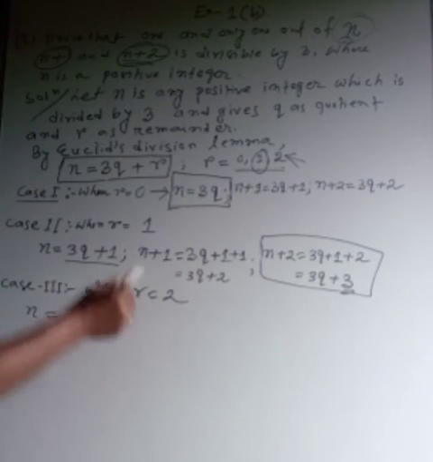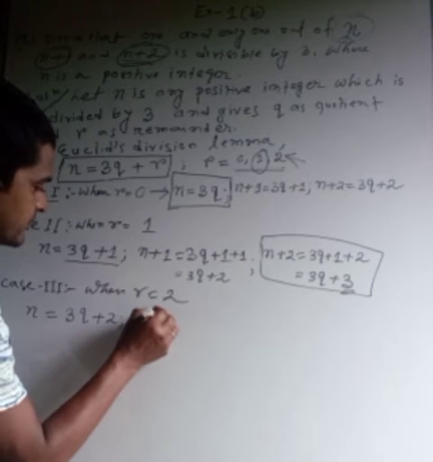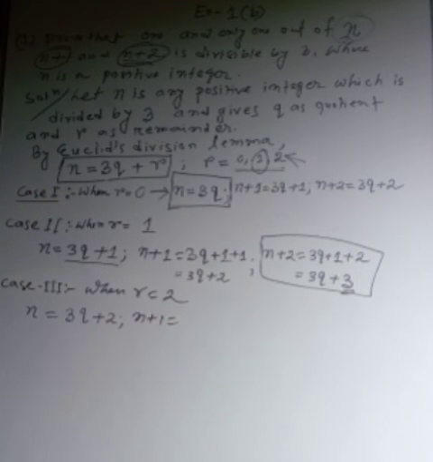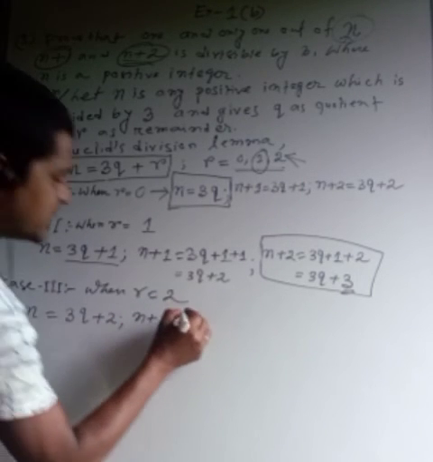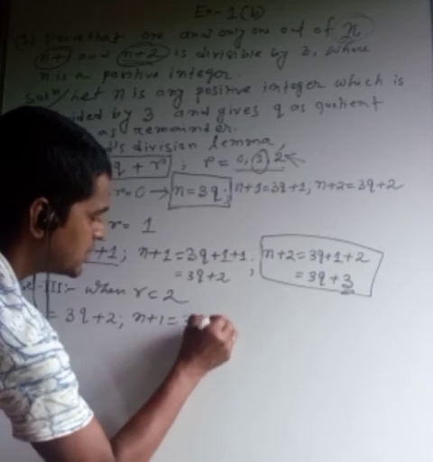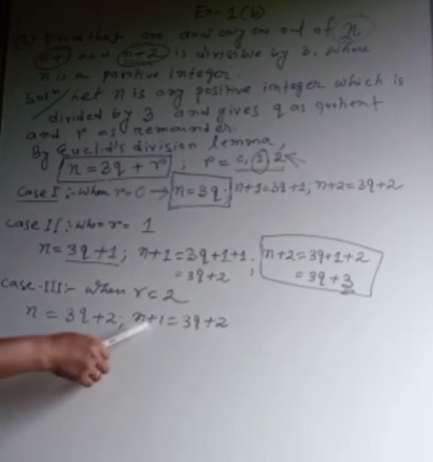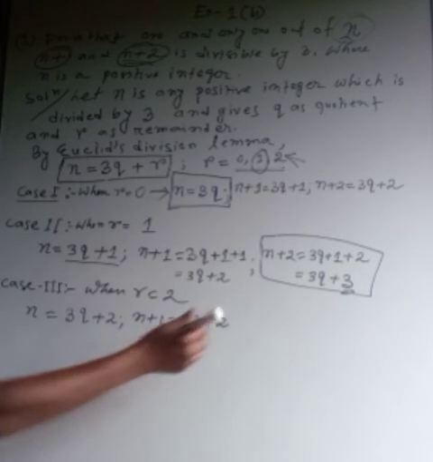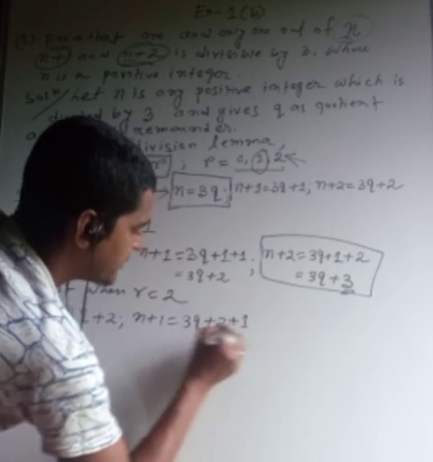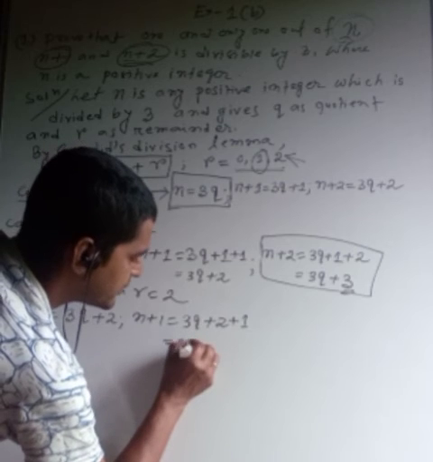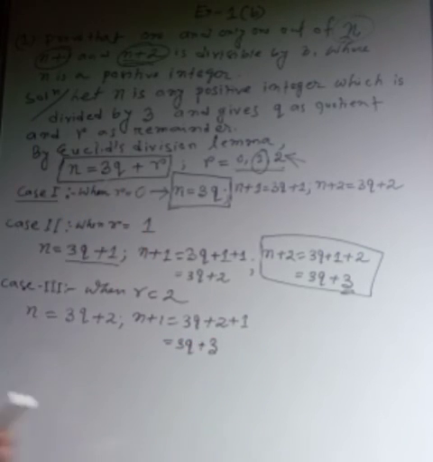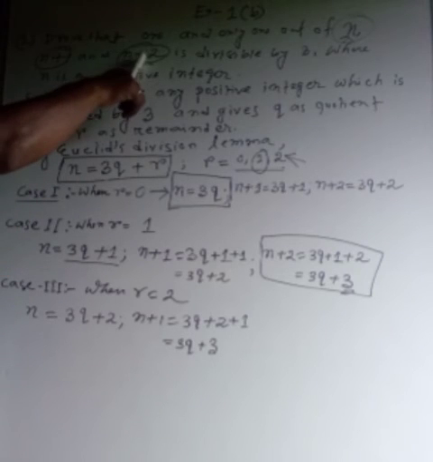Then n plus 1 equals, n value how much? 3q plus 2. Then what remains? Plus 1. So it will be plus 1. This equals 3q plus 3. Then another part remains.